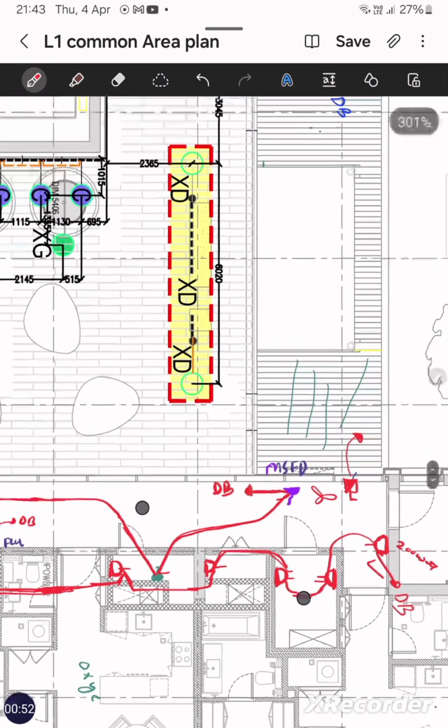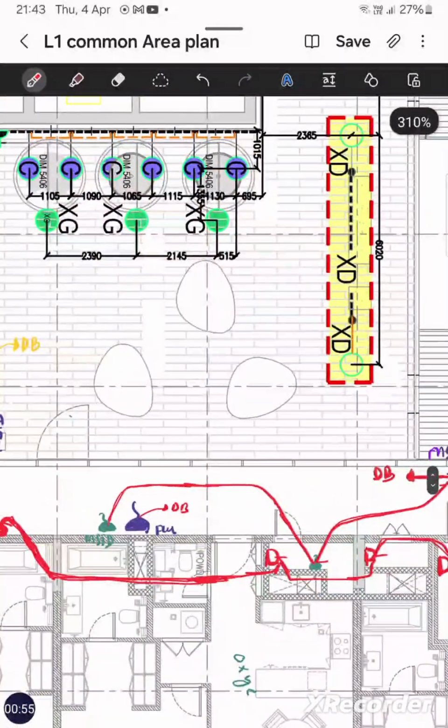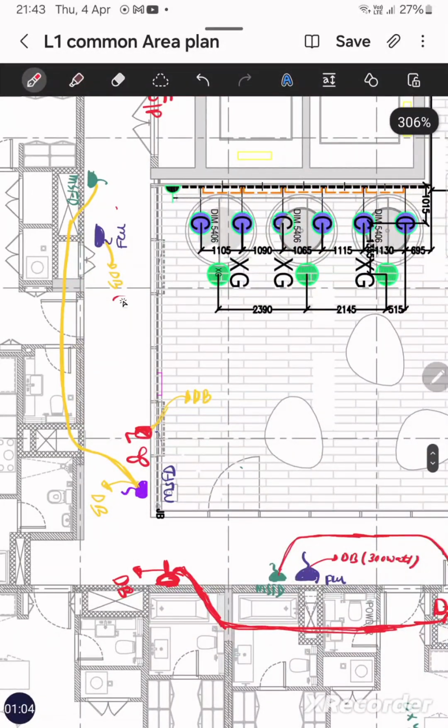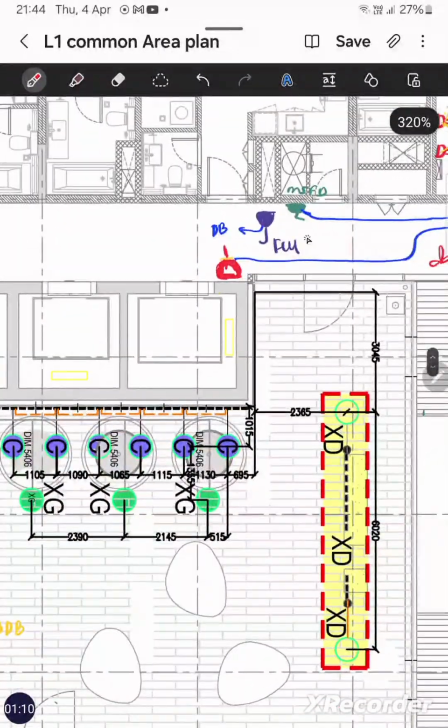Now for the FCU, the rating of FCU is 300 watt, and all the FCUs are typical. So the load on the FCU is 300 watt. How did I get to know that the load on the FCU is 300 watt? By referring to the approved material technical submittal for the FCUs and FHUs.